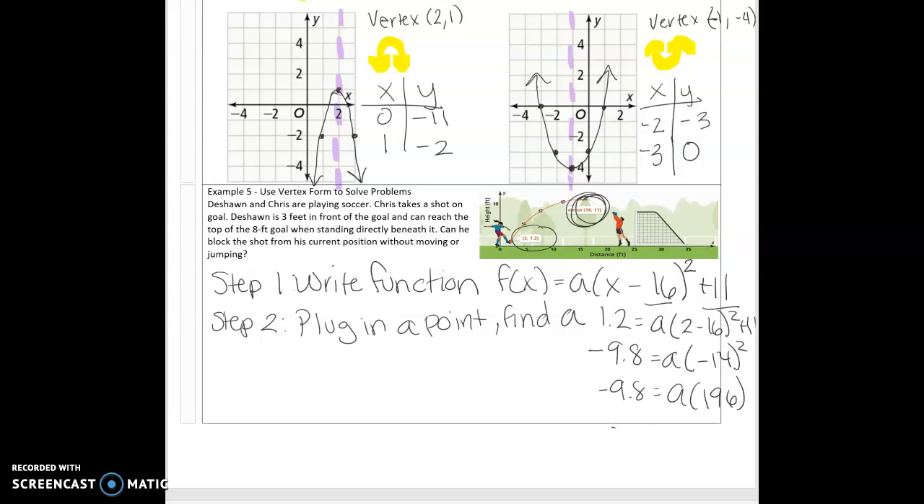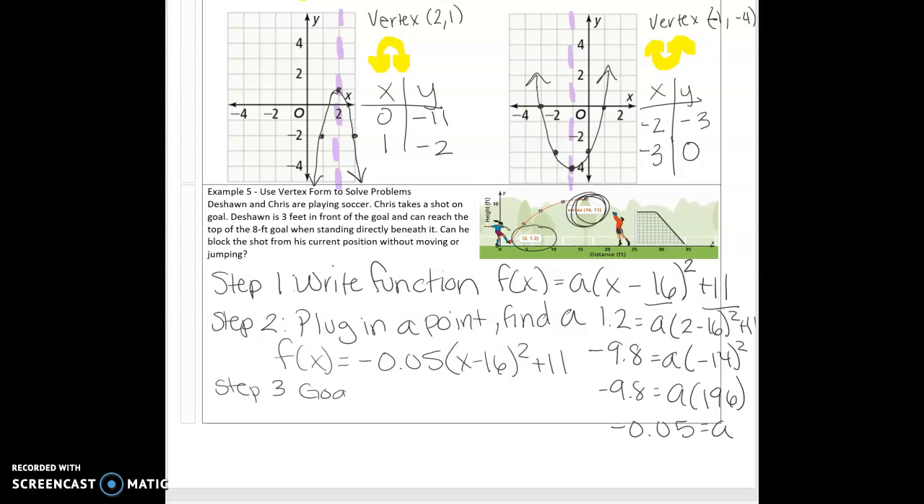So negative 9.8 equals a times 196. Divide by 196 on both sides. So we get our a value is negative 0.05. So rewrite that. So our new equation now is f of x equals negative 0.05 times x minus 16 squared plus 11. So now you need to determine the altitude of the ball. So step 3 is determine the altitude at his position of the goal spot.